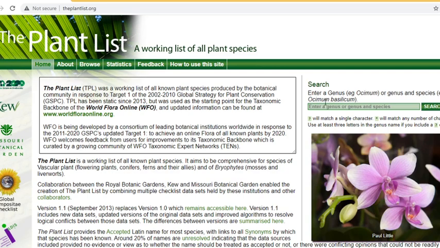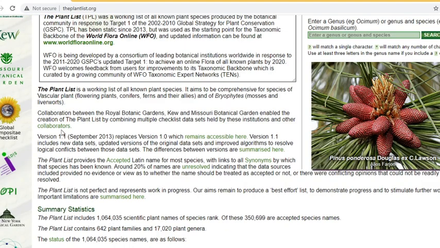So here is the information about The Plant List. You see here, this is the current version 1.1, and they have also mentioned who the different collaborators are for this great project. And here there is a summary statistics. You can go through the entire thing. The Plant List includes how many numbers of plants. Out of this, accepted names are 33%.